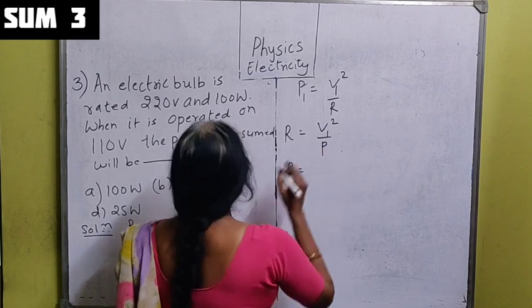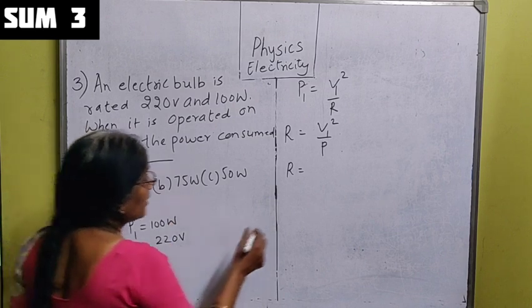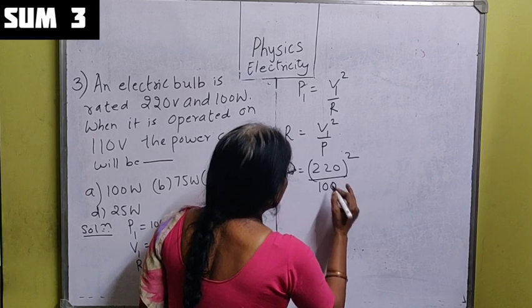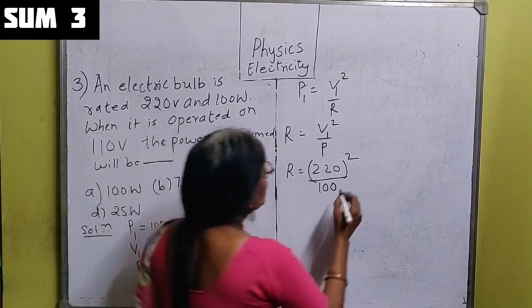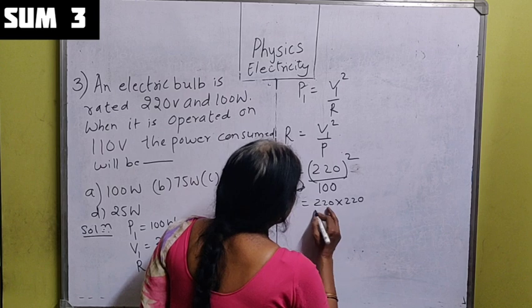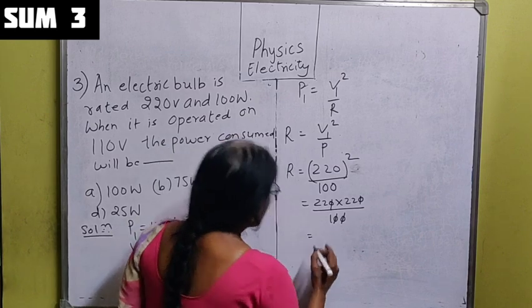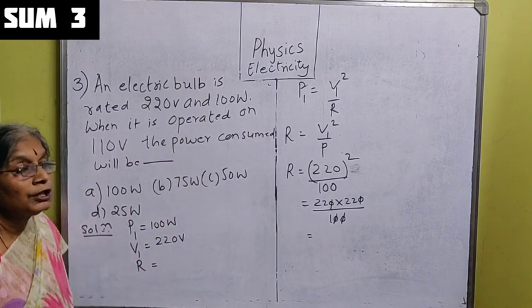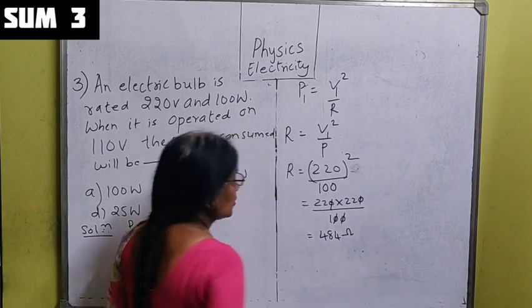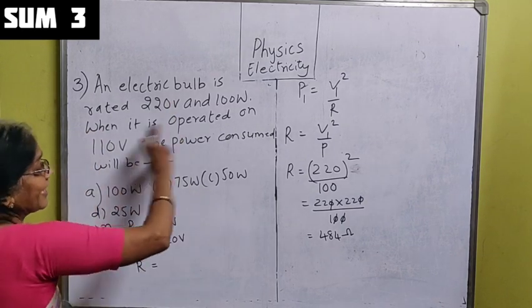So R is equal to V1 square. What is V1 square? 220 the whole square divided by 100. 220 into 220 divided by 100. The zeros cancel, so it is 22 into 22. So what is 22 square? It is 484 ohms. So resistance is 484 ohms. Now resistance is the same for the second one also.